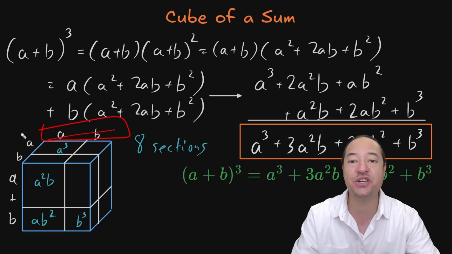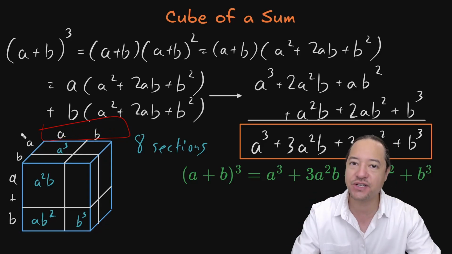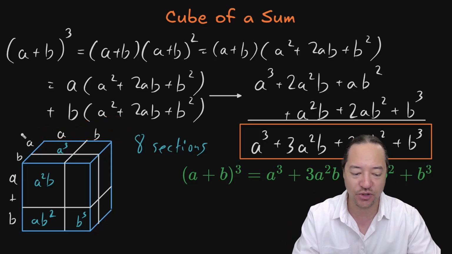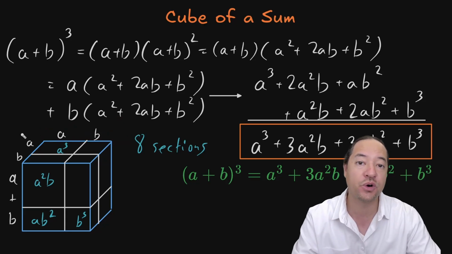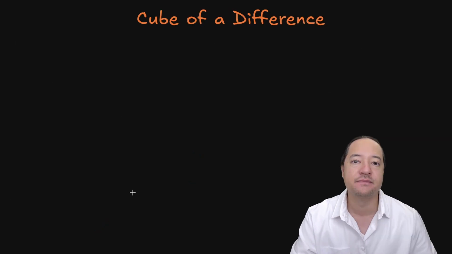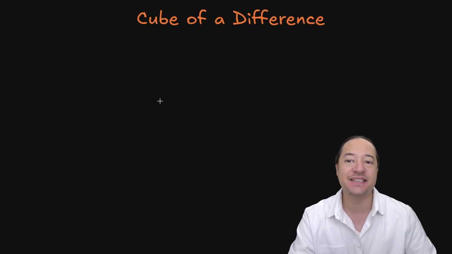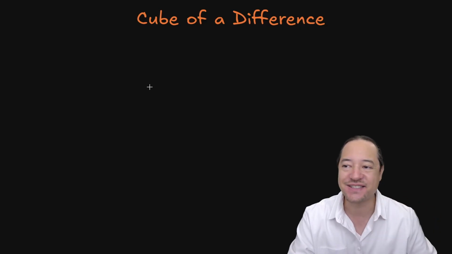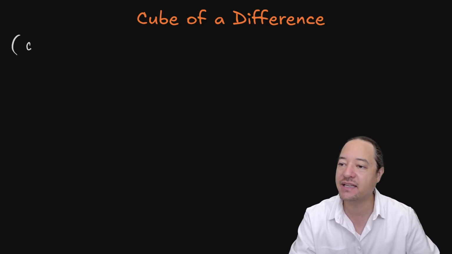Okay, so that's the geometric interpretation here. It can be a little hard to see, but it does actually work out. All right, we've got one more special product we want to look at. And the last special product is a cube of a difference. So this is going to be something like an a minus b quantity cubed.